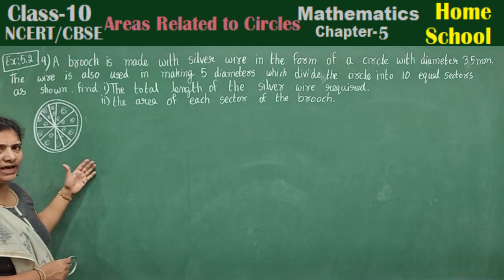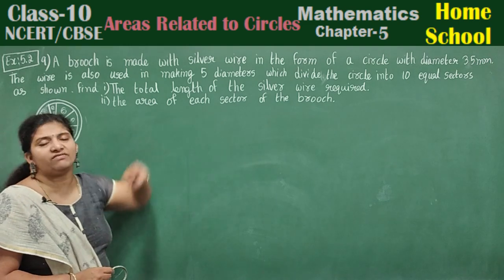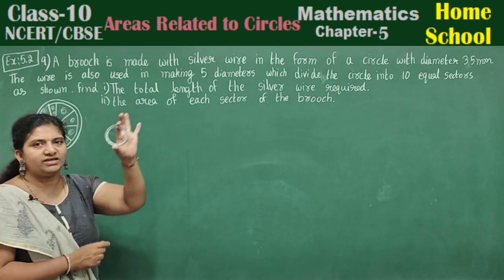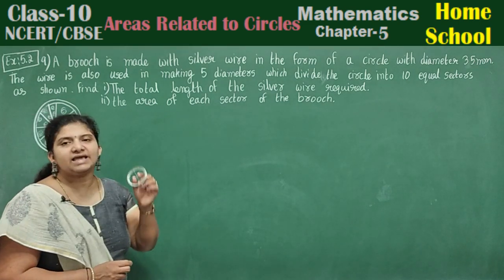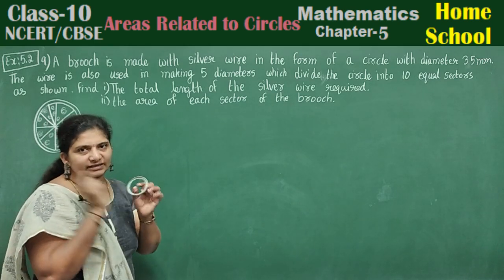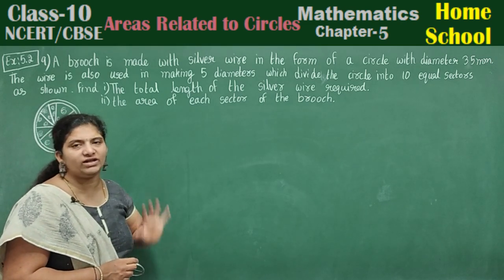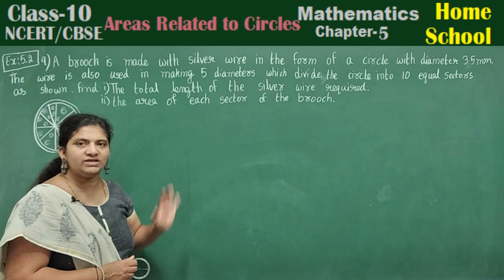And what you need to calculate, there are 2 sub-questions. The total length of the silver wire required to make this brooch. And your second sub-question, find the area of each sector. How many sectors is it dividing into? It is dividing into 10 equal sectors. Find the area of a sector.